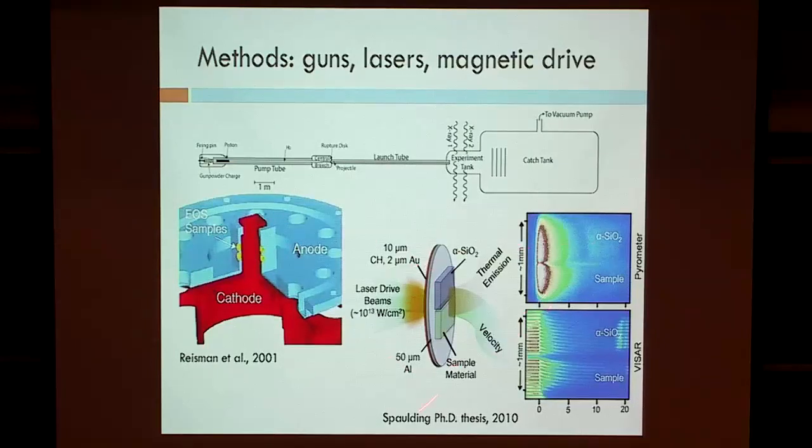Here's a cartoon from Dylan Spaulding's PhD thesis of a great big bank of lasers that are aimed at a spot, okay, usually on a plastic ablator, which will expand into a high-pressure plasma this way and drive a shock forwards into a sample. Okay, and in this case, the sample and a standard of quartz are being watched for thermal emission. Hey, they get hot when you shock them. And with an interferometer, where the positions of these fringes show you the velocity of the interface. So laser shocks, electromagnetic shocks, gun shocks.